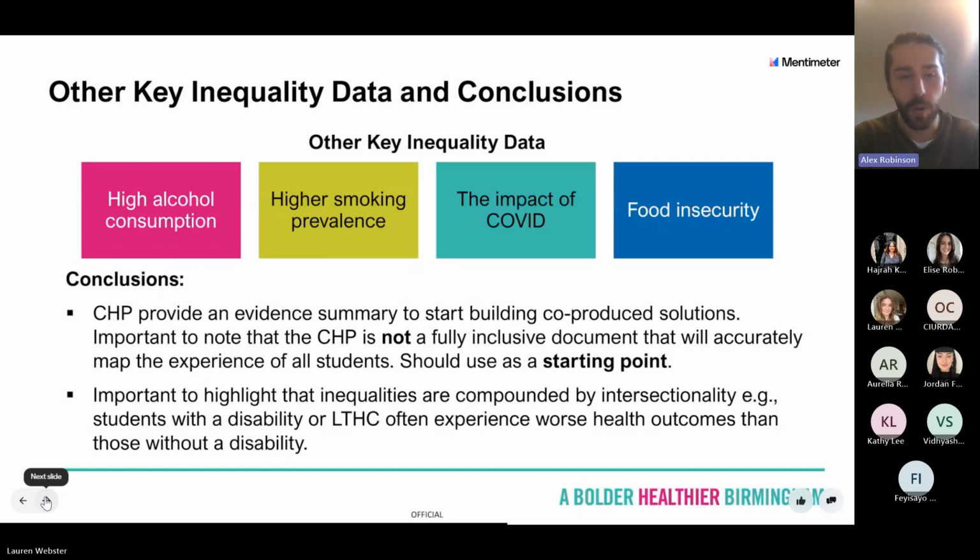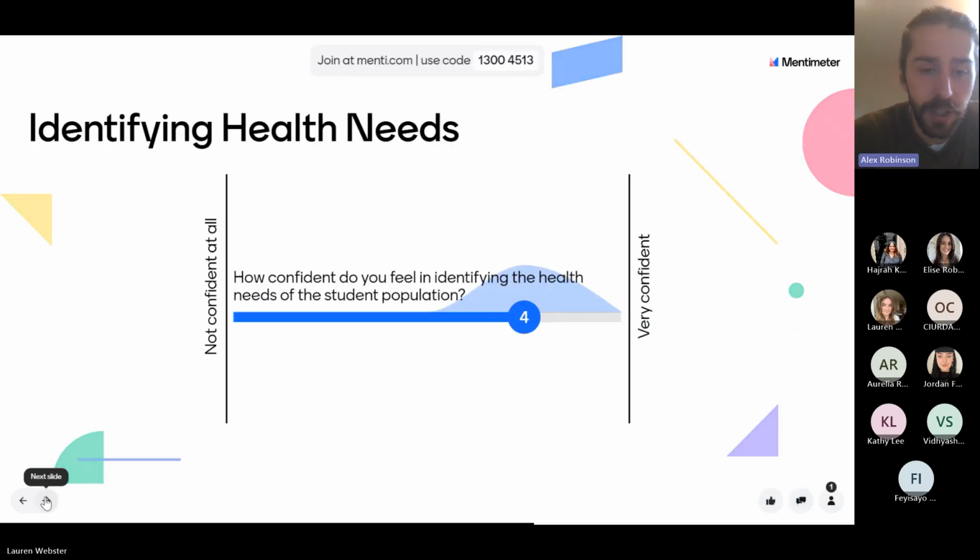So now we're just going to do a quick check-in on the Menti again. The same question: how confident do you feel in identifying the health needs of the student population? It's at 4 at the moment. I'll just wait a minute or two for more people to answer. Nice, 3.7. I think we were on 2.3 at the start, so I'll be happy with a point increase. 5. It's going down, that's not good. Okay, nice, 3.5. So that's a 1.2 point increase from the start. Again, would encourage everybody to go away and read the profile. There's lots more detail in there if you're interested in understanding the student population a little bit more.